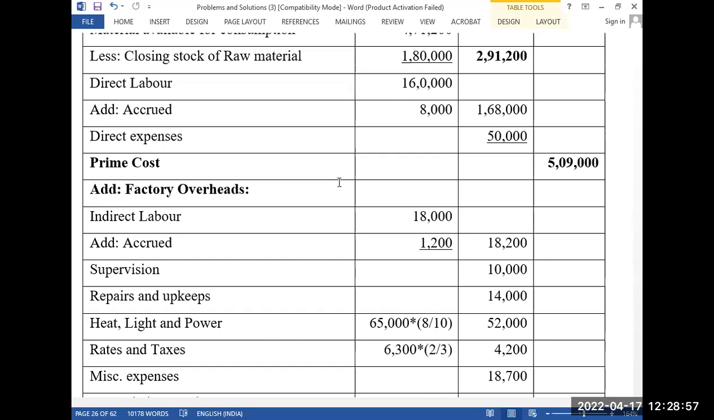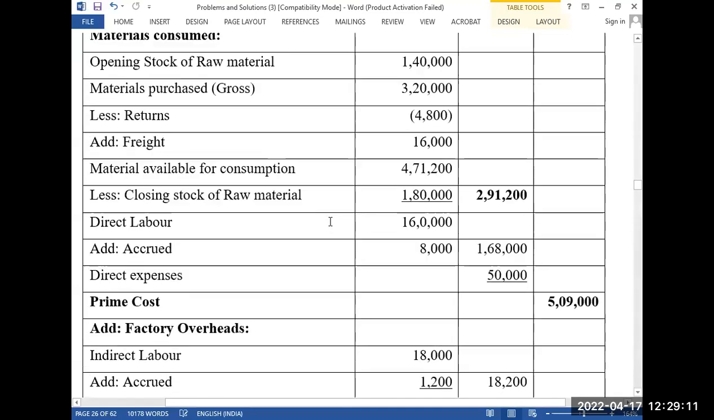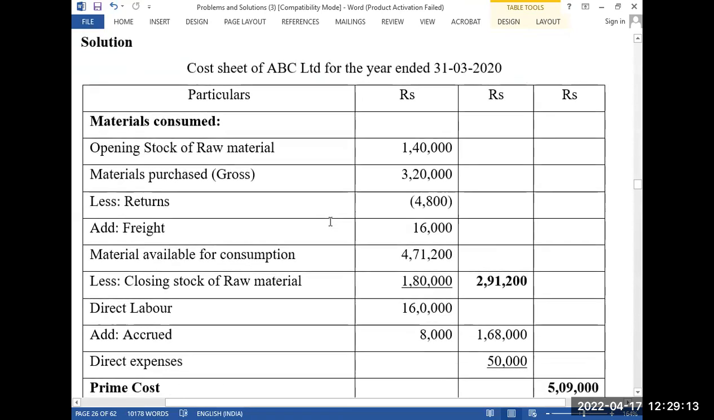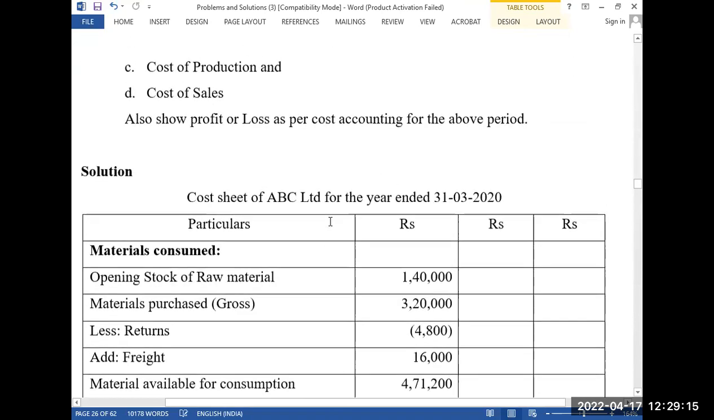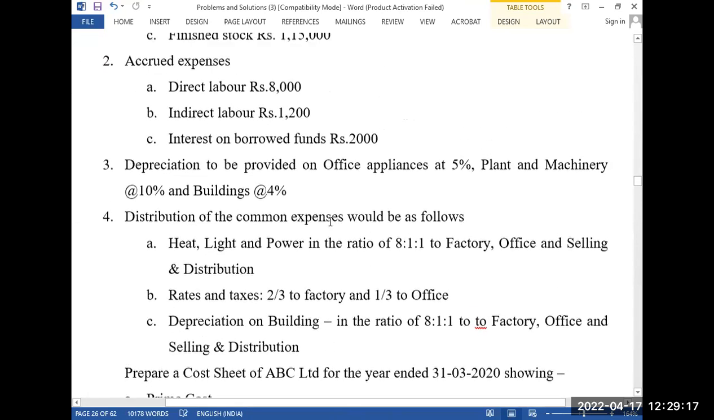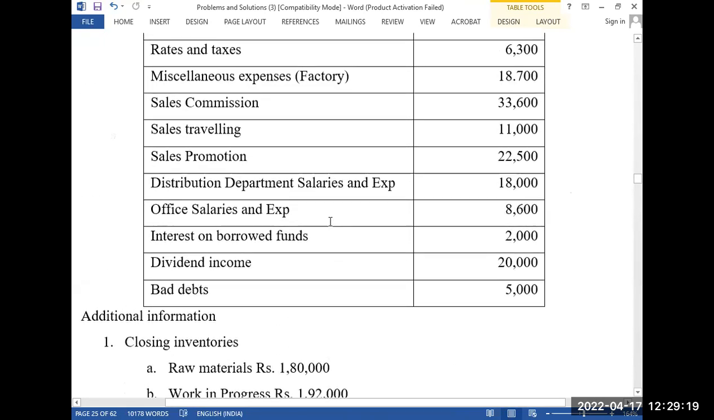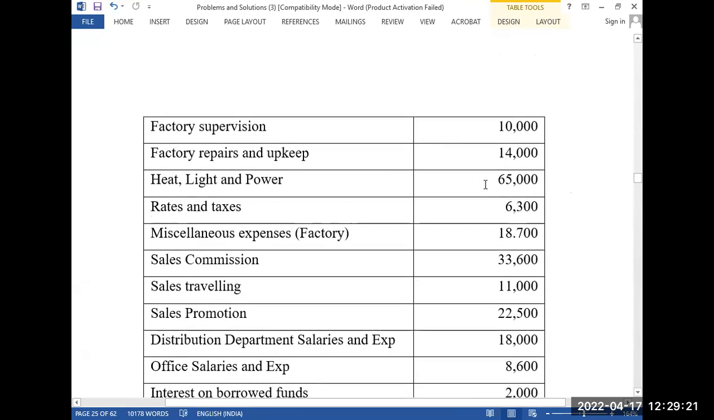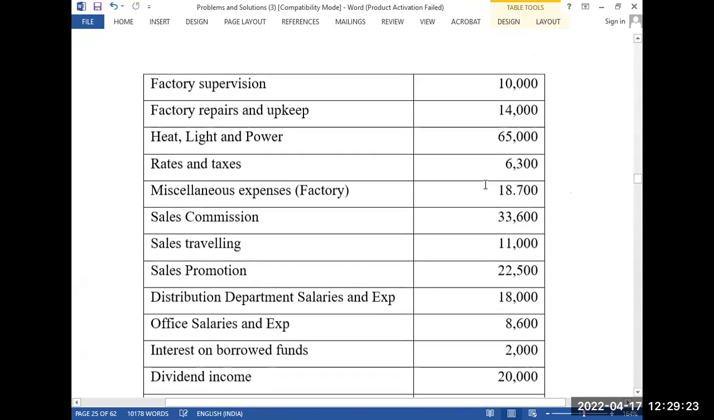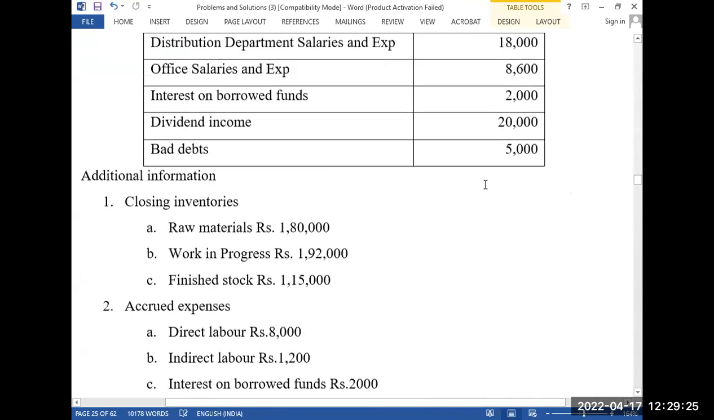Sir, under factory overheads, heating, light, and power, which is of 65,000 into 8 by 10. What is 8 by 10? Which question? The one which is there in this slide. Yeah, this question. Can you scroll down? Once again, all of you please listen. Heating and lighting, 65,000 is given in the question. Yeah, what is the ratio? Was that asked in the question?